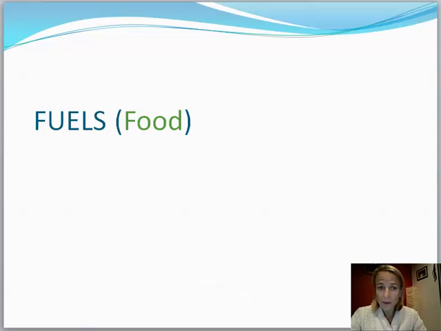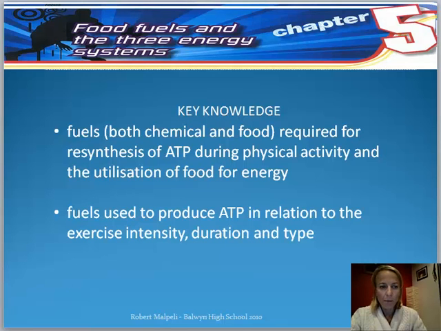Okay, so this video is about fuels, specifically looking at the food, so carbohydrates, fats and protein. According to the study design, we need to understand how the different fuels contribute to producing ATP in relation to intensity, duration and type.